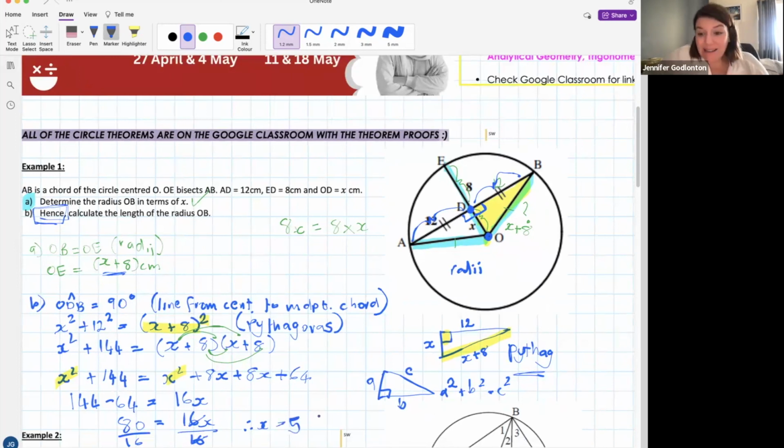Okay, but that is not what the question said. The question said the length of the radius. Okay, and our radius is x plus 8. So that means that our radius is going to be 5 plus 8, which is going to be 13 centimeters.